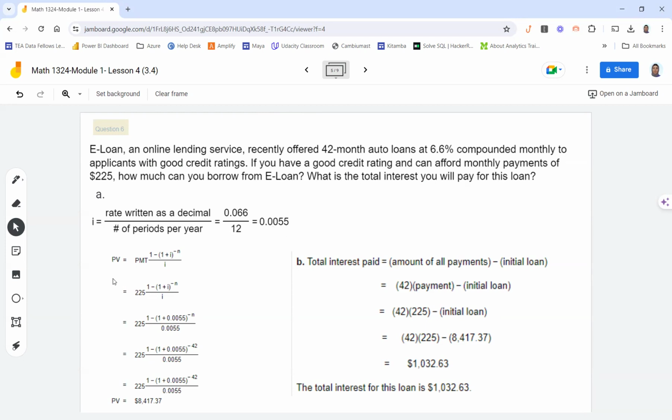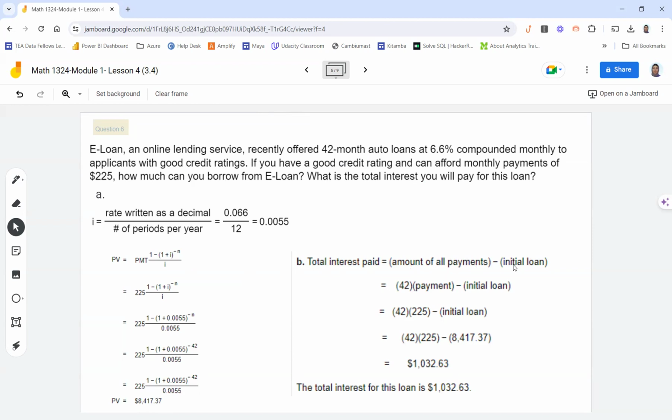We want to find the present value for this loan. The payments are $225. At the top, we're going to need 1 minus 1 plus our I value, which we just calculated here, and it's 42 months, so that's the n value, negative 42. Then we can find the PV value as $8,417.37.